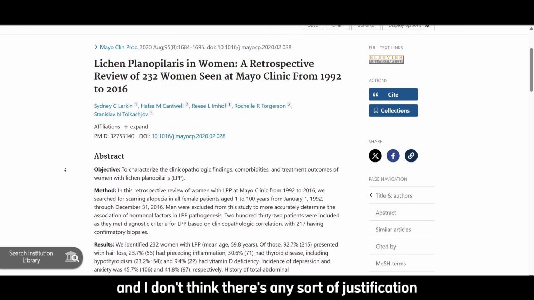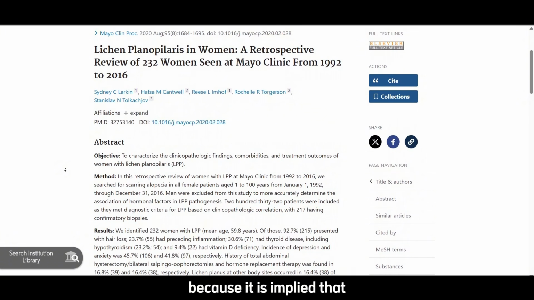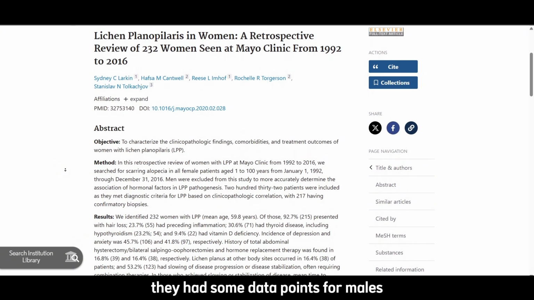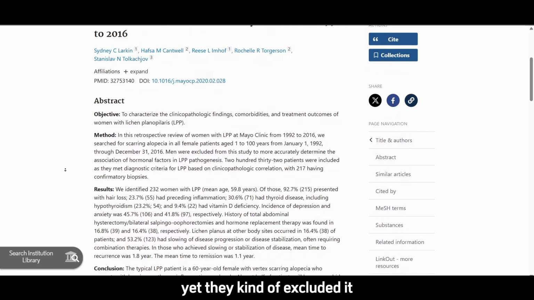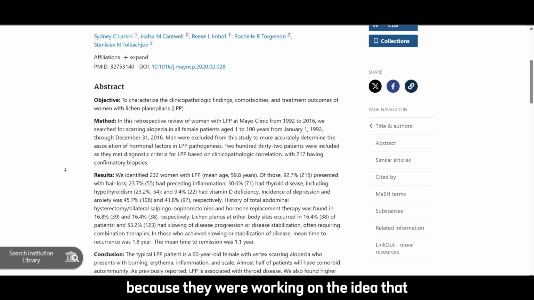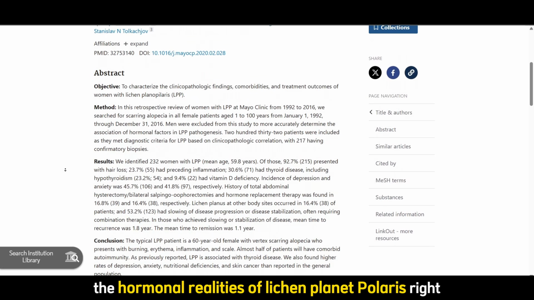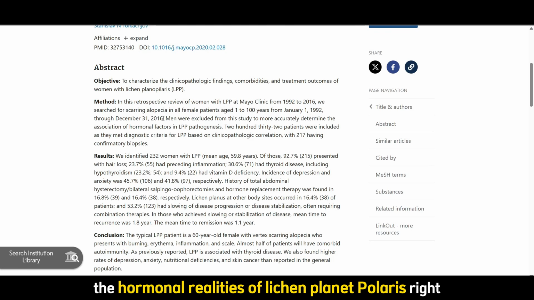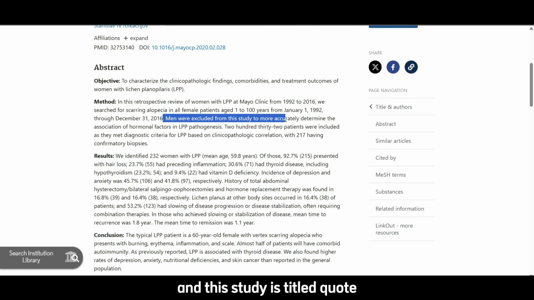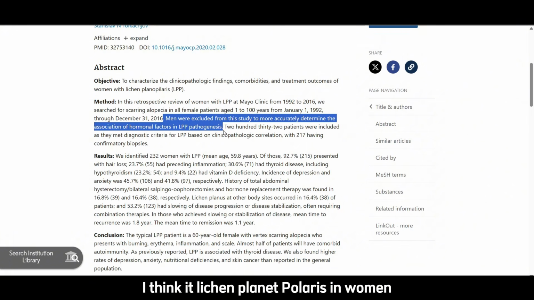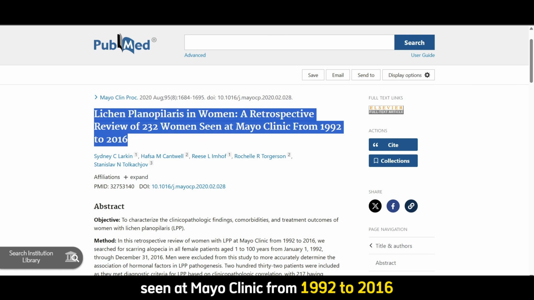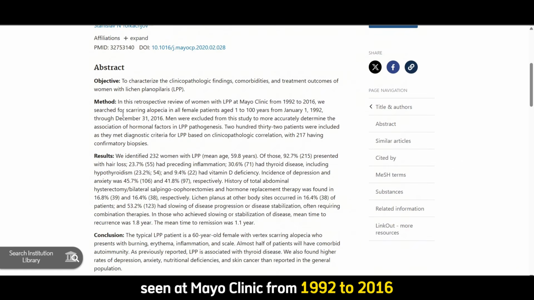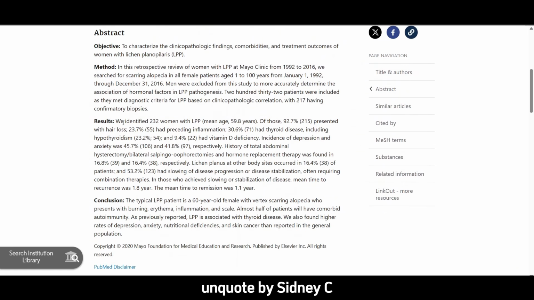And I don't think there's any sort of justification, because it is implied that within that particular study, they had some data points for males, yet they excluded them because they wanted to more accurately capture the hormonal realities of lichen planopilaris, right? And this study is titled, quote, "Lichen planopilaris in women, a retrospective review of 232 women seen at Mayo Clinic from 1992 to 2016," unquote, by Sidney C. Larkin et al., and it was published in 2020.